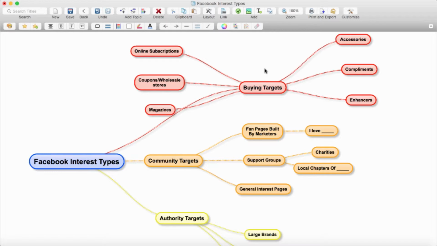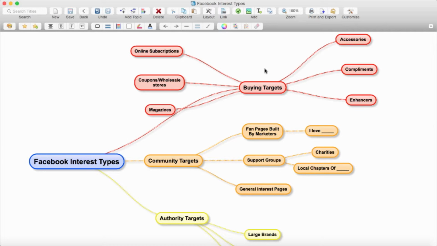Now, magazines are also going to be a buying target. Magazines are something that somebody in that niche who is passionate about will end up spending money on. And magazines will be both the offline magazines and then the online subscription magazines as well. The coupon and the wholesale stores surrounding that niche, maybe there is a fishing wholesale store that you get stuff at really good prices on when you order in bulk. That will also fall under your buying targets. And then your online subscription, be it a subscription box or a membership site that has a Facebook following, those will also be your buying targets as well.